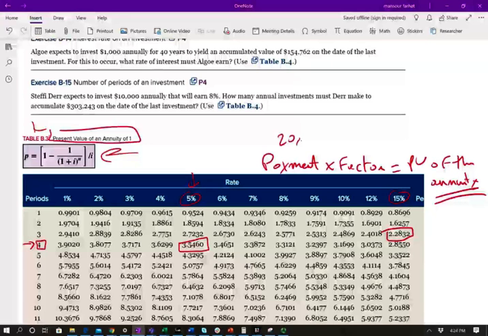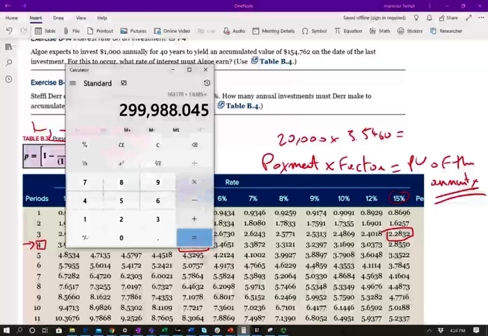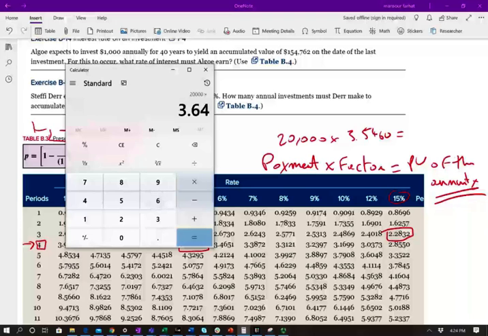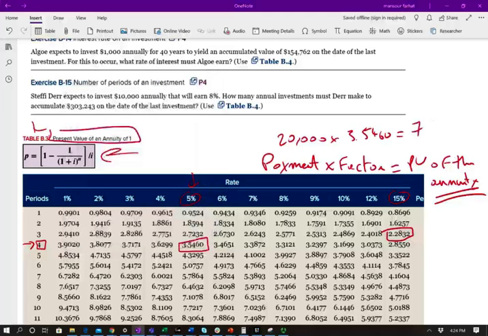3.5460. So if we take 20,000 times 3.5460, you will need to put away $70,920 today. If you put this money away and you let it grow at 5% every year, you can take out $20,000 for the next 4 years.